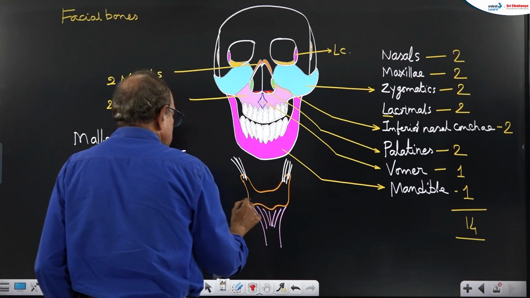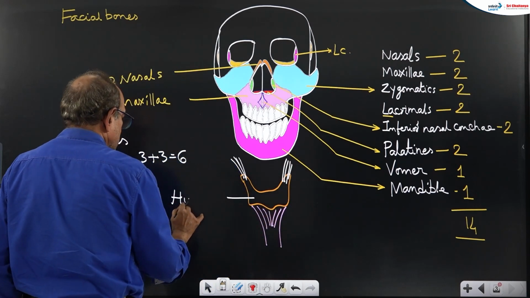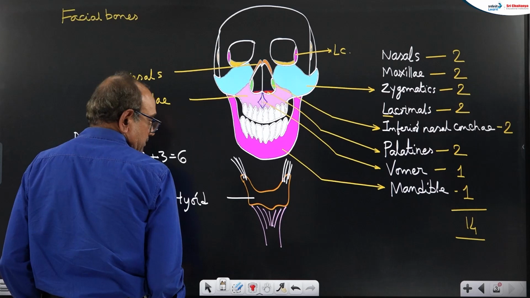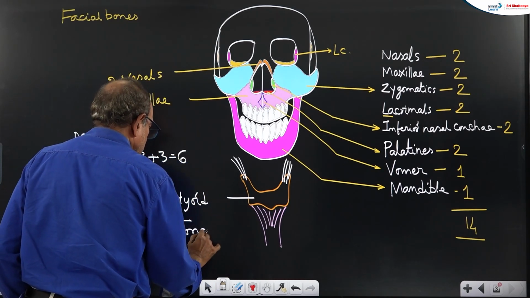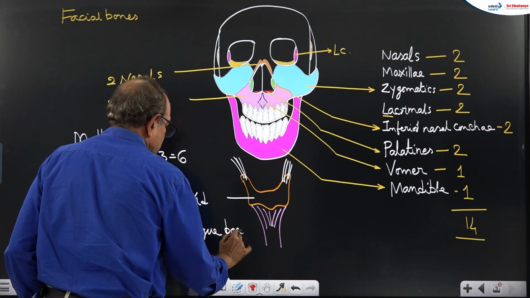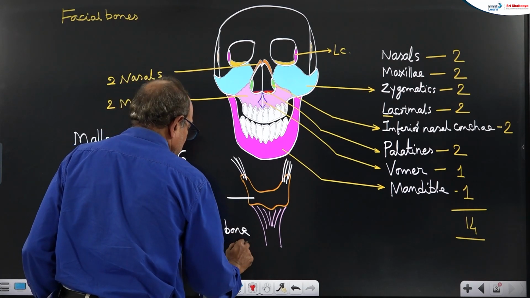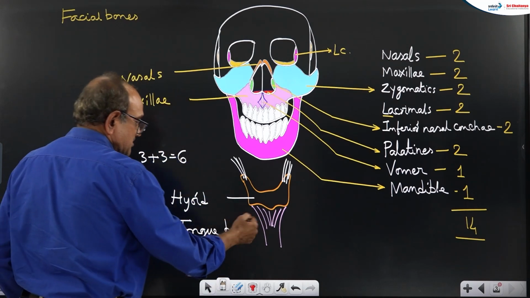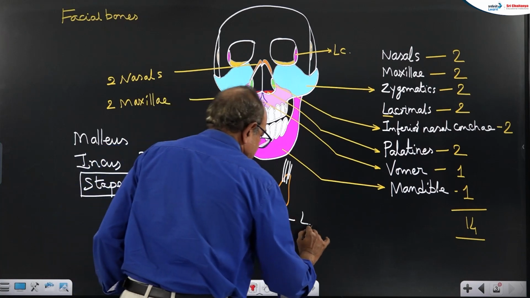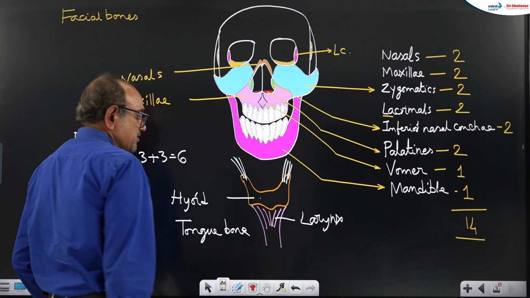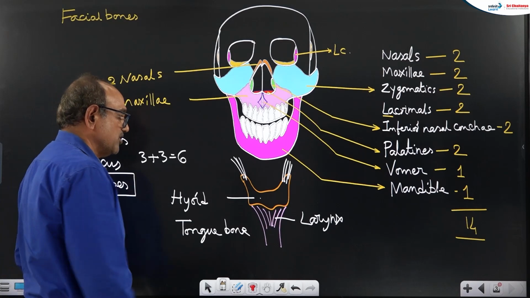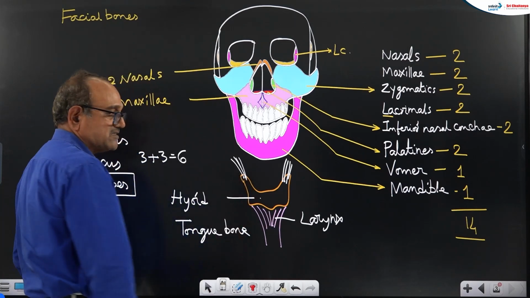That's why this hyoid bone is popularly known as the tongue bone. As it is not attached to any other bone, it is suspended within the neck just above the larynx. So this is the hyoid bone, a single piece of bone not attached to any other bone of the skull.